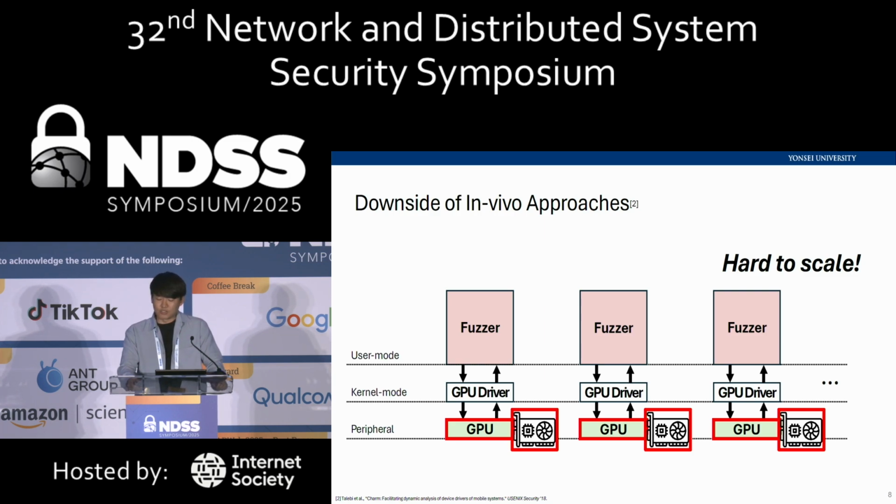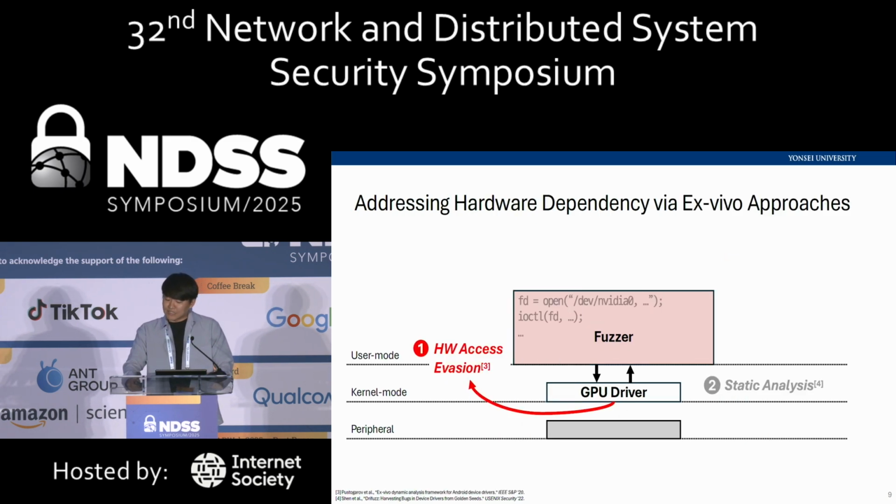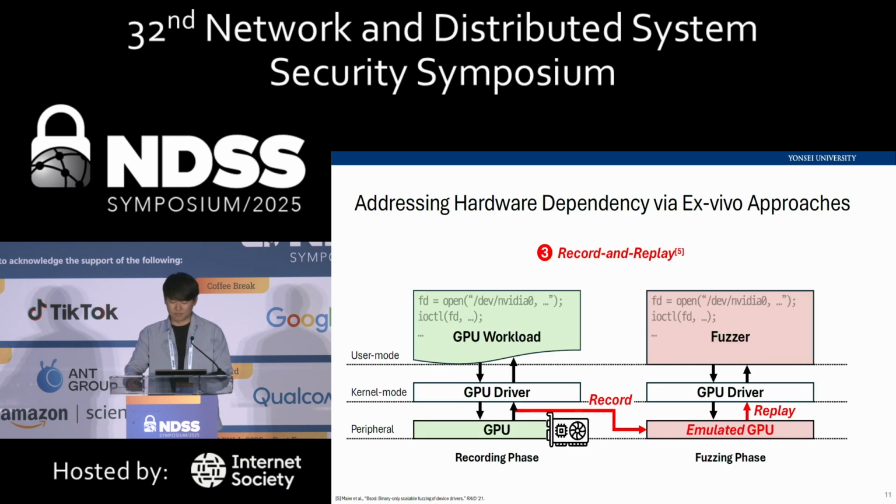There are advantages to using actual hardware, but the problem is that the fuzzer would require an actual device for every single fuzzing instance. So to solve this scaling issue, researchers have also proposed Ex-Vivo approaches. In Ex-Vivo approaches, where the actual device does not exist during fuzzing, there were multiple works that tried to tackle this challenge. First is hardware access evasion by stubbing I/O functions. The second is static analysis methods, such as using symbolic I/O to generate an input that does not require hardware. And lastly, record and replay by using a recording-based emulated GPU.